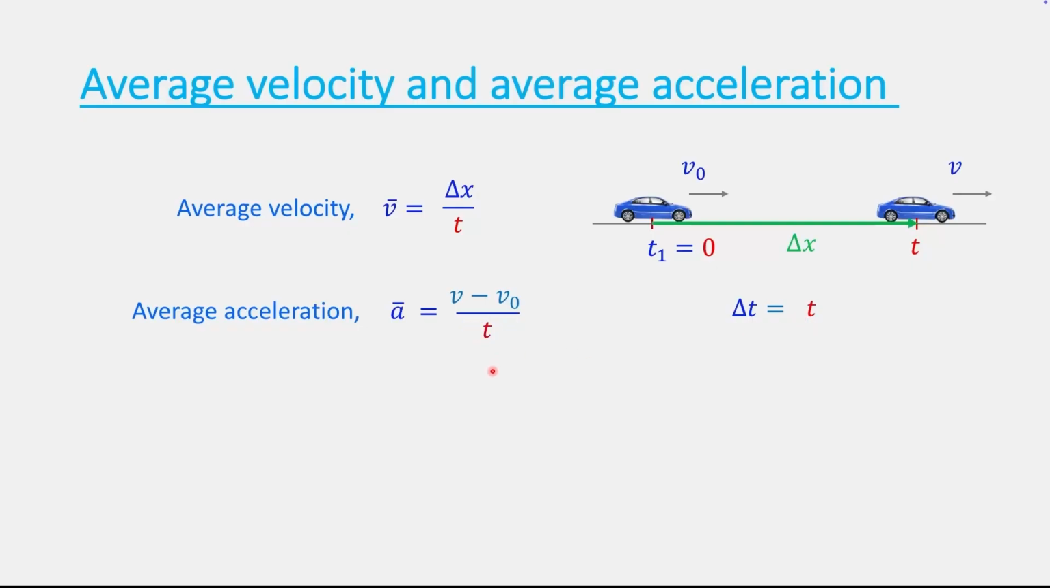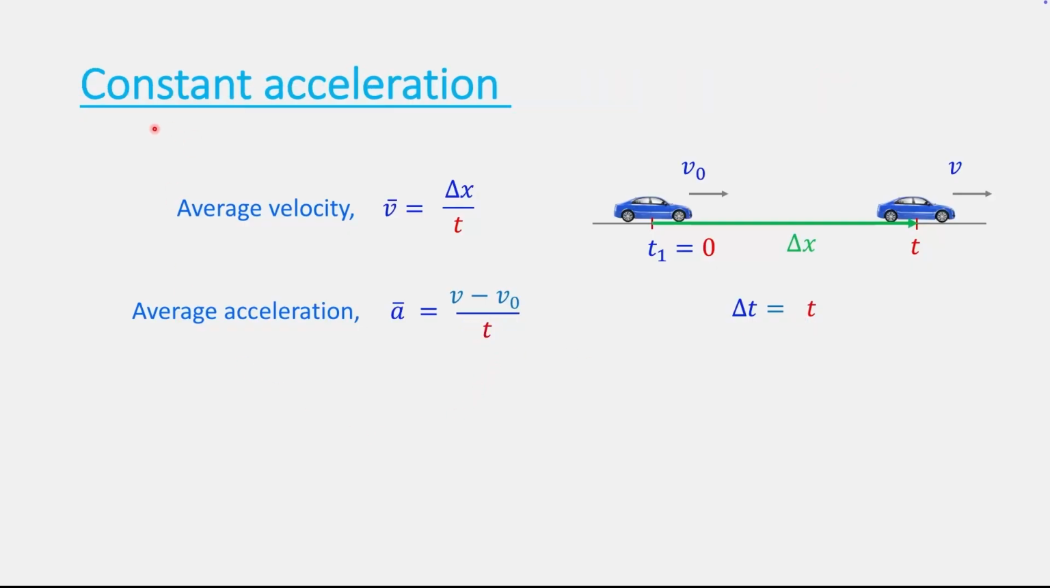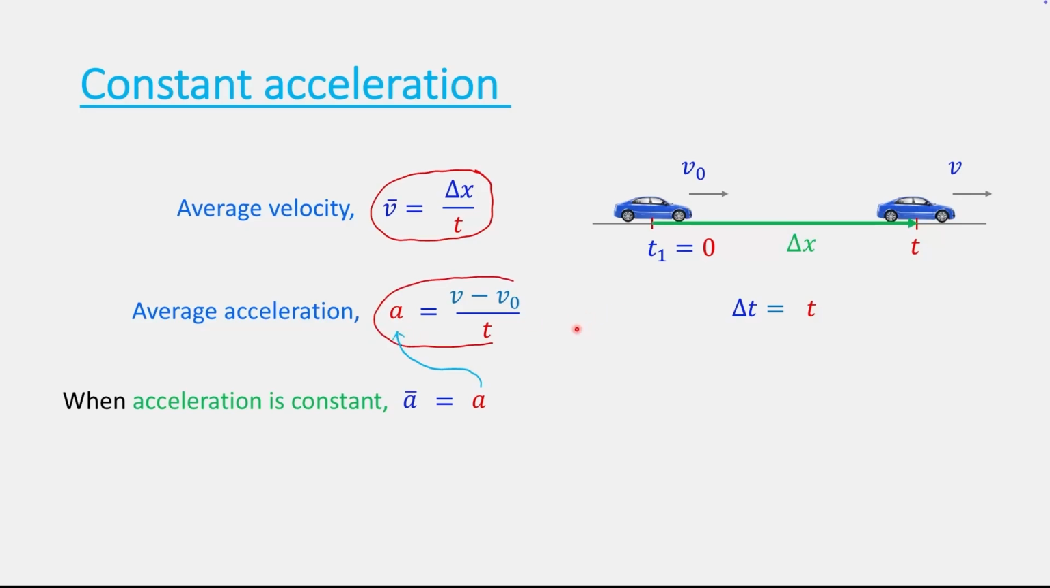In deriving the kinematic equations, we assume that the acceleration of the object is constant. When the acceleration of an object is constant in a time interval, the average acceleration is the same as the instantaneous acceleration at any instant within that time interval. So, we can replace a bar with a. We will use these two equations to derive the kinematic equations.